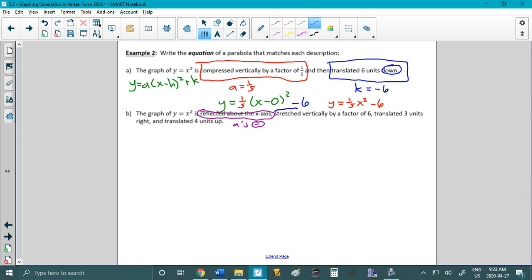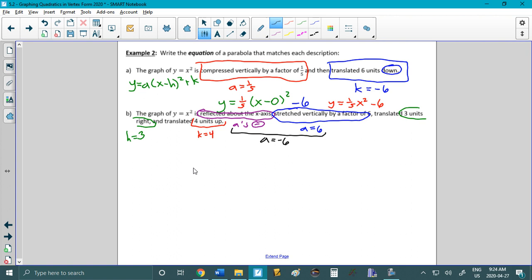If it's been stretched vertically by a factor of 6, we can say a equals 6. But because a is negative, we know that a equals -6. Okay? And then it's gone 3 units right. So if it's going to the right, that means that h is positive, so h is 3. And then if it's going up, we know that k equals +4.